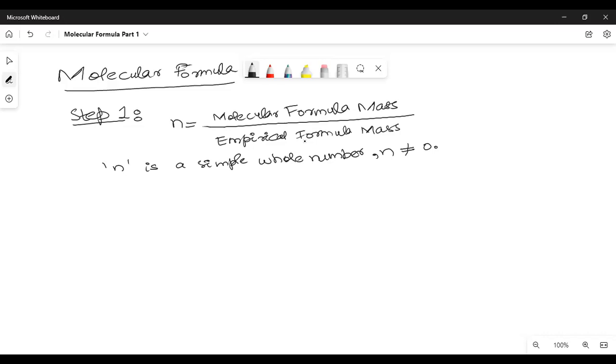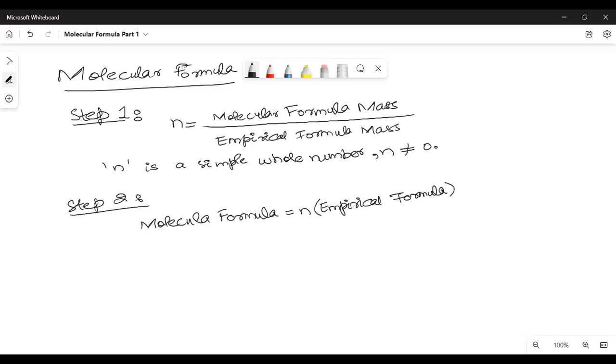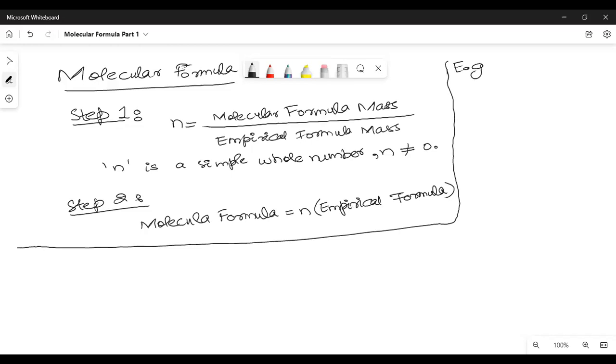Now, what we really do in order to get to step 2, the step where we get the molecular formula, is multiply that N with the subscripts of the empirical formula. Now, this might seem a little tricky to you, so I'm going to solve an example question by myself to give you a good idea about it. These are the two simple steps that we go with. Let's do a question. This is going to help you understand the whole point.